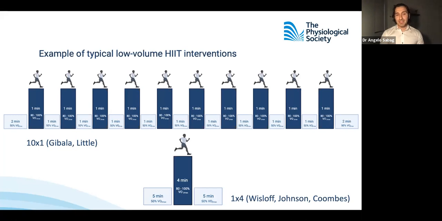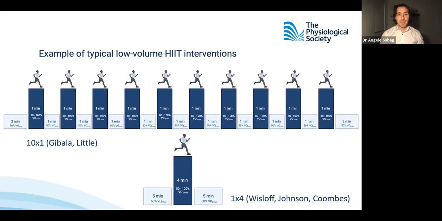As you can see, the total training time for the above intervention is just over 20 minutes, and the below intervention is below 15 minutes. So this kind of shows that, okay, this might be indeed a time efficient way to exercise. But there are a few considerations that you need to keep in mind when interpreting these results, and we'll talk a little bit about that towards the end of the presentation.